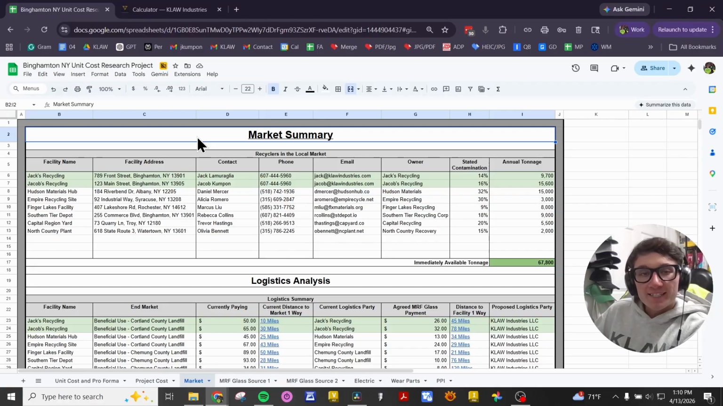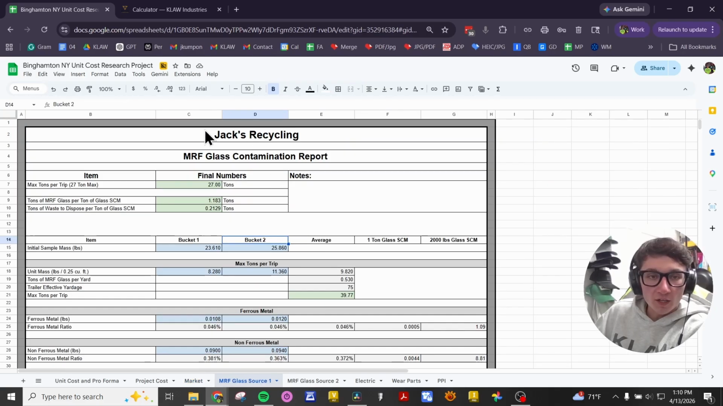We complete a MRF glass assessment on the best recycling facilities determined through the market summary. That's the ones highlighted in green here. And we can see in this example, it's Jack's Recycling and Jacob's Recycling. So we go to our MRF glass, source number 1. We're looking at Jack's Recycling. And we're going to go through the contamination report that we generate when completing the testing.